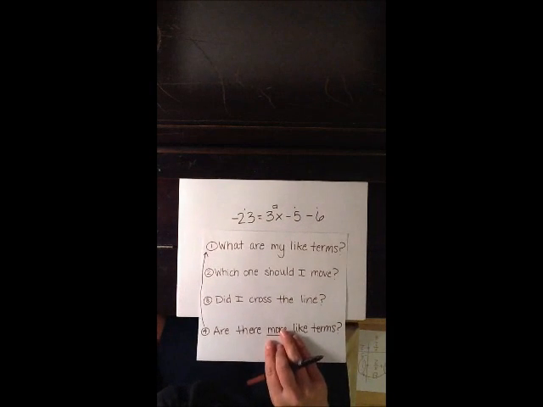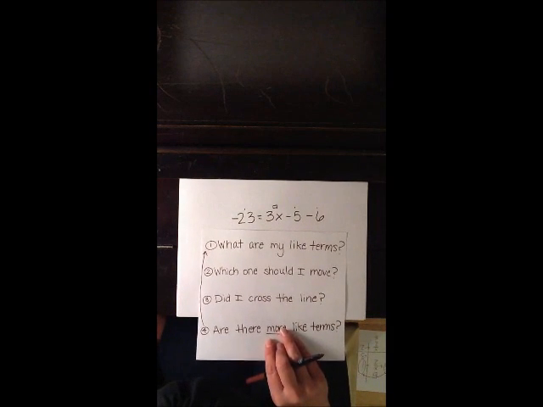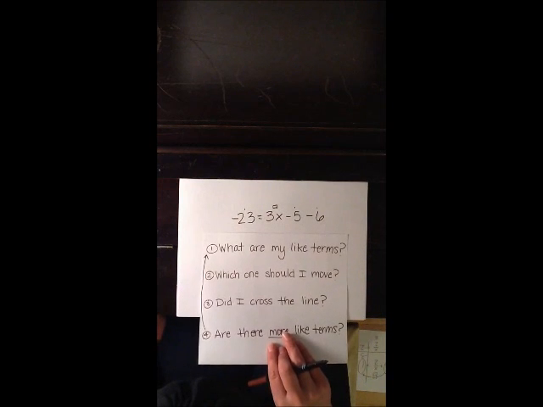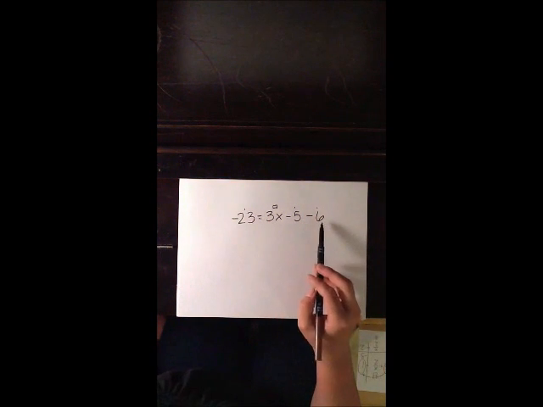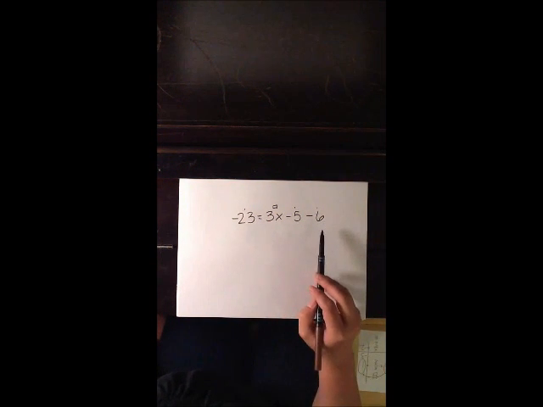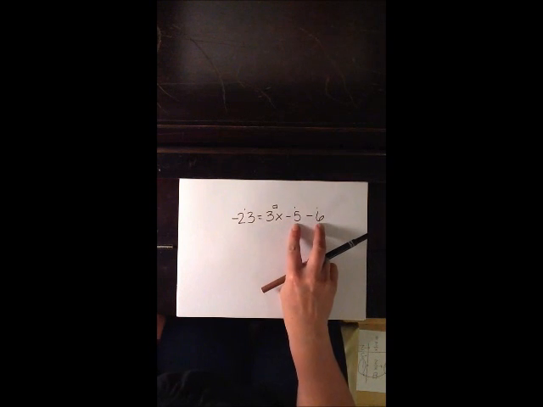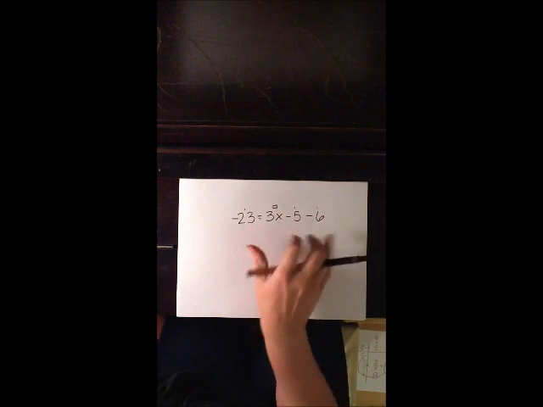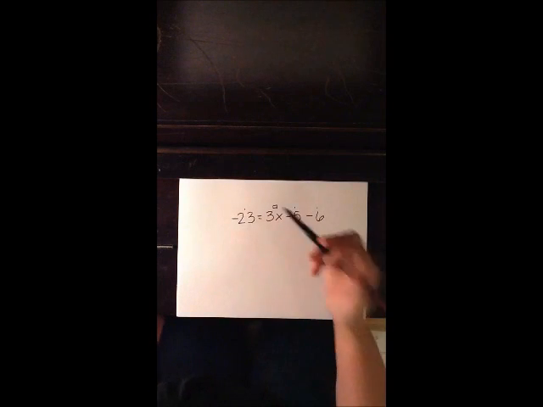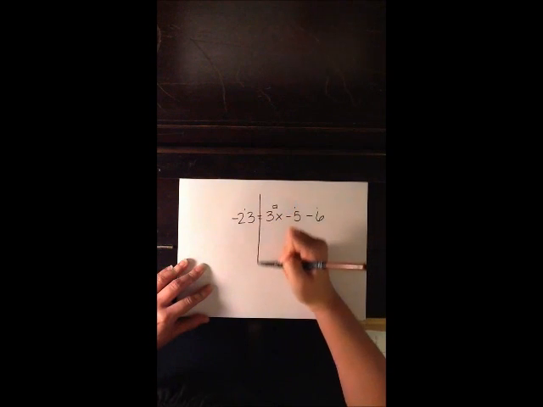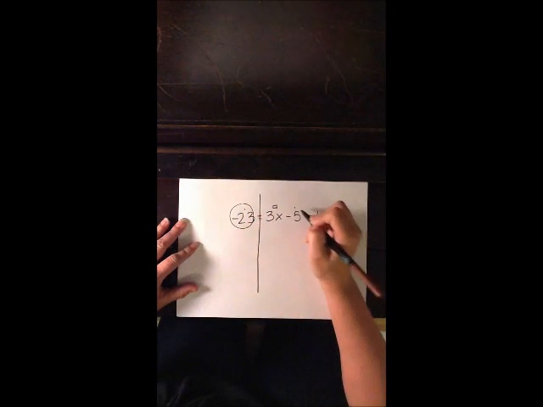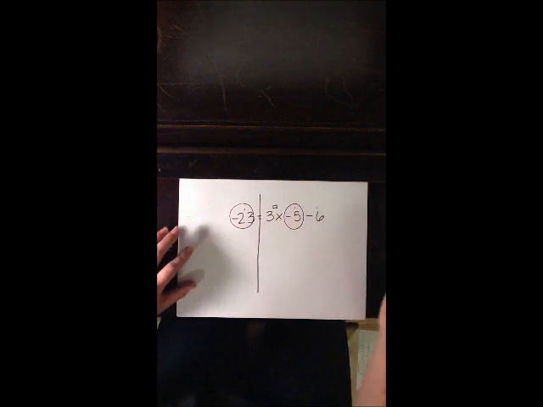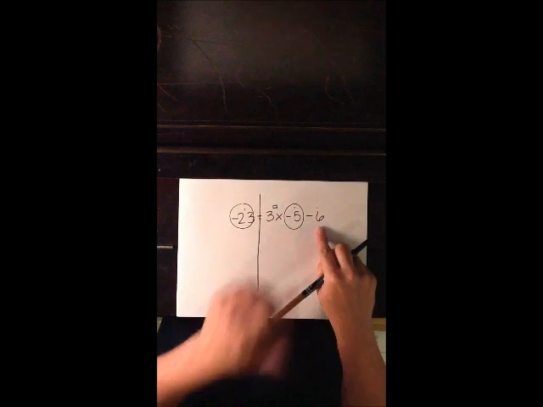Question number 1, what are my like terms? Pick 2 of the like terms that you see and circle them. It doesn't actually have to be the same ones that I pick, because there are 3 like terms here. I have 3 numbers. So it doesn't matter if I want to combine these 2 first, or these 2, or these 2. I am going to draw my line in here. And I'm going to pick 2 of them. Let's say I'm going to pick negative 23 and negative 5. Maybe you decided to combine these first.